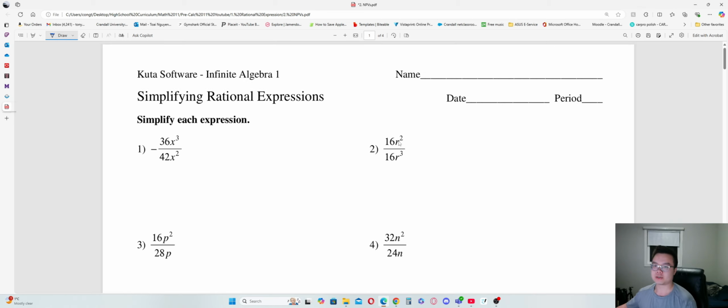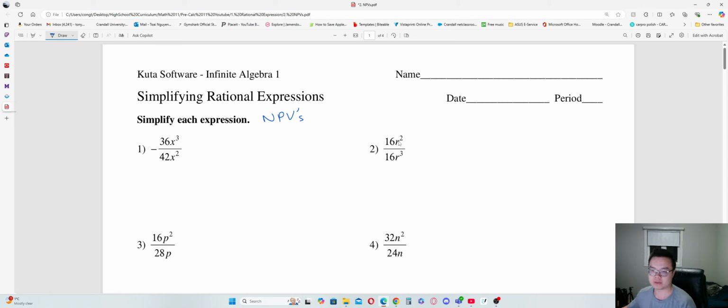So the question here is: simplify each expression, but also state the NPV as well, because we need to know what numbers cannot be at the bottom of the denominator. When the denominator has 0, they are not very happy fractions. That's what we call a math error.